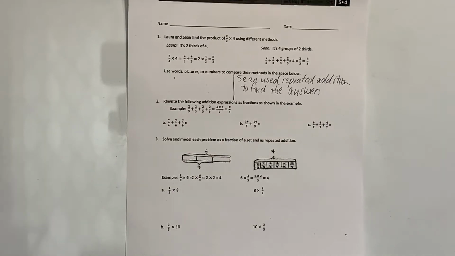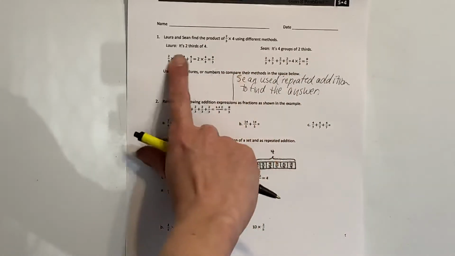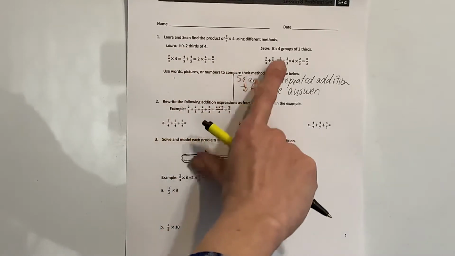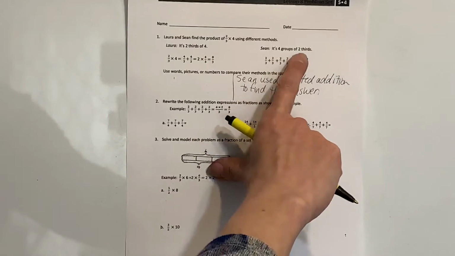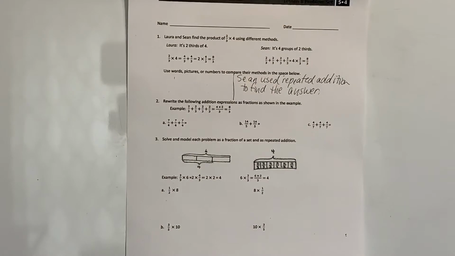All right, so you should have your problem set for lesson 8 out and ready to go. And yesterday we talked about two different methods, or many different methods actually, that we could use in order to find the answer to a multiplication problem when you have a fraction times a whole number. So we have two different kids looking at these problems in two different ways. We have Laura looking at it as 2/3 of 4, and Sean looking at 4 groups of 2/3. So Sean, I could see right away, used the repeated addition method in order to find his answer.